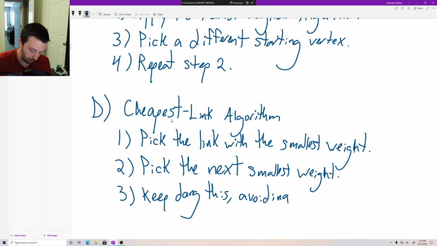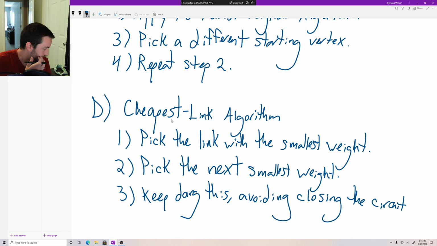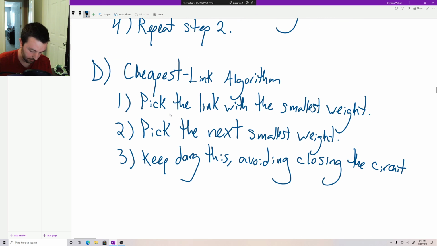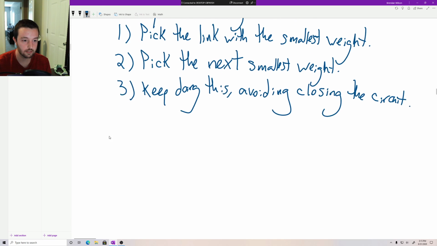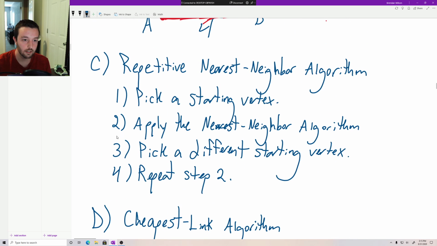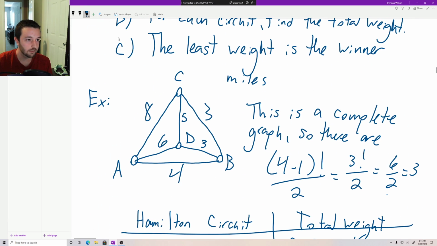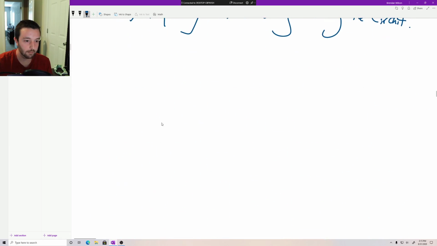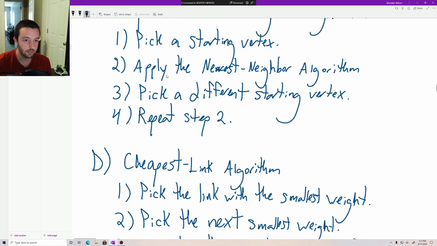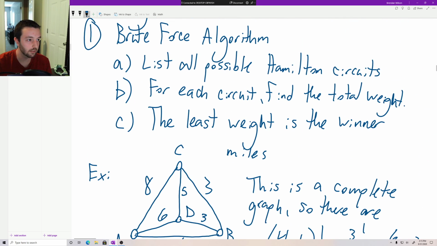But you have to avoid closing the circuit. So if there's one that's going to close the circuit too early, then don't pick that one, pick the next one. Okay, and I mean that's it. So you just keep doing that till it's done. Let me grab this one again. I think I actually already have it copied. Maybe not. Let me grab this.